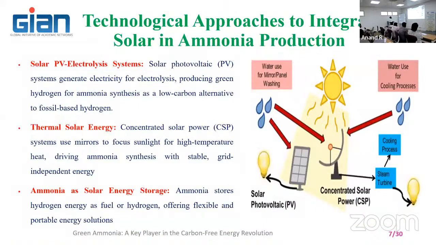So solar PV, we already discussed that. The solar photovoltaic cell system is to produce the current, which can be used for different applications, either for producing hydrogen or ammonia. Then I discussed how thermal energy plays a major role in producing electricity, which can be used for producing hydrogen as well as ammonia. So ammonia carries hydrogen.